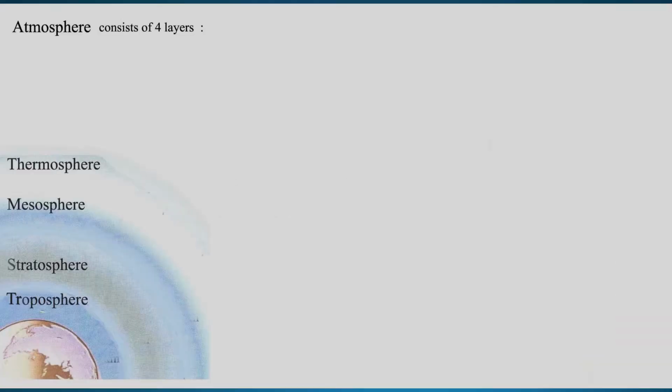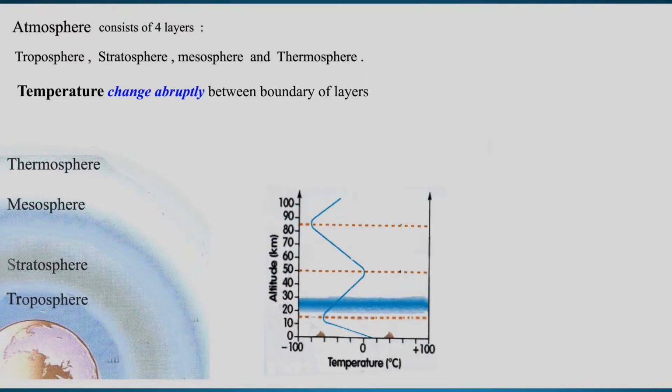Atmosphere. Atmosphere consists of 4 layers: troposphere, stratosphere, mesosphere, and thermosphere. Temperature will change pretty sharply between the boundary of the layers.